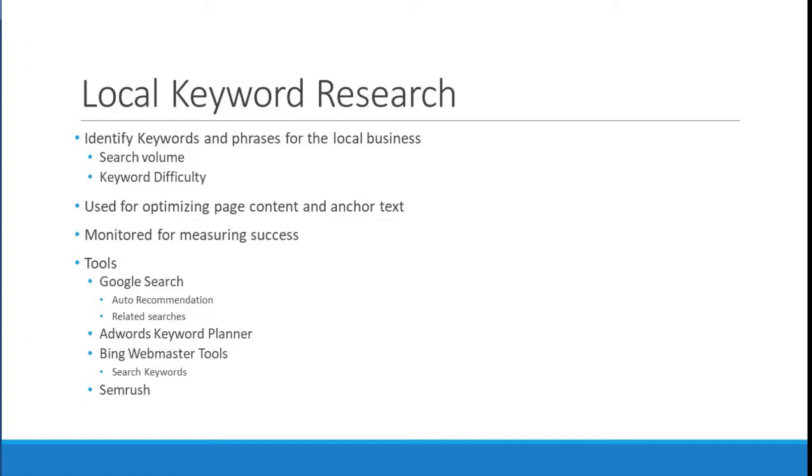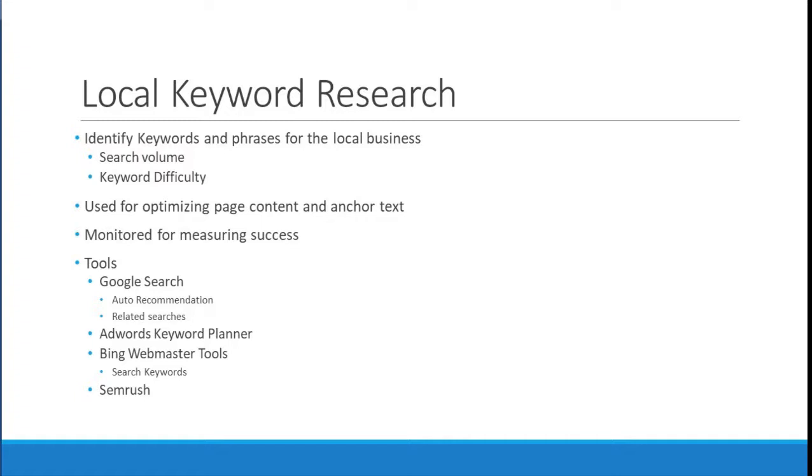The tools we're going to use are Google search, the auto recommendation of the Google search, and related keywords, that's at the bottom of the results of a Google search. We're going to look at the AdWords keyword planner, the Bing Webmaster Tools search keywords, and we're going to take a look at a paid tool, SEMrush. So first thing we're going to want to do is look at the business.